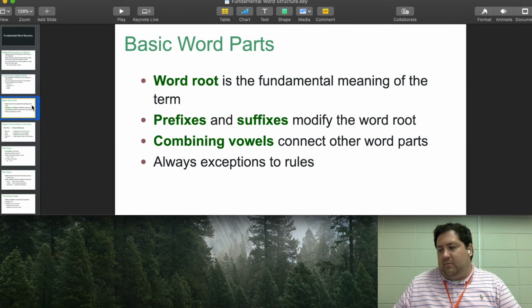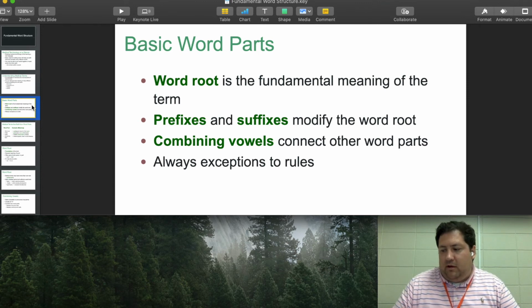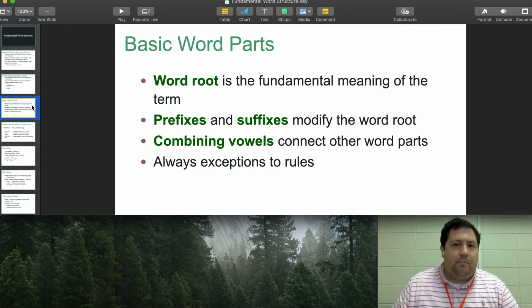If you're looking at these basic word parts, you have the word root. If you are looking for the meaning of the word, the word root is probably where you should start, okay? You should start with the word root because the meaning of the word is probably going to be located there. Think about when we talked about cardiogram. We looked at the cardio part first because that let us know that we're dealing with the heart.